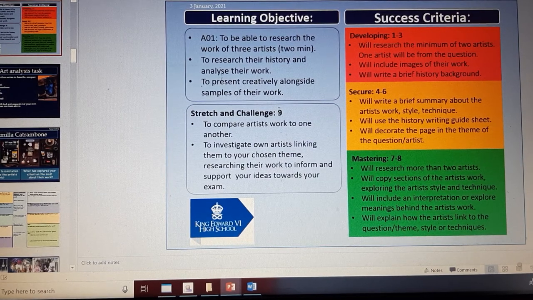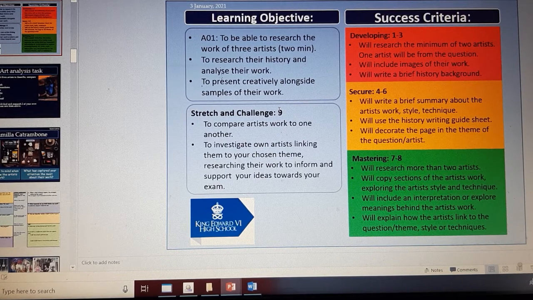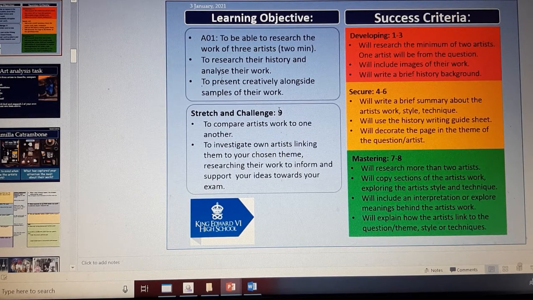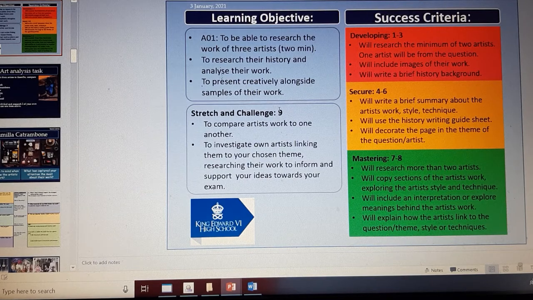So before the holidays, I asked you to continue with your art analysis, to be focusing on preferably three artists and looking at their work in general. For some that might be tricky, for some that might be very easy. I've had in the past when people have done exams, they've actually looked at about four artists, and it's a little bit easier because people are looking at the artist's work in general rather than looking at a specific piece of work on its own and then elaborating on it.